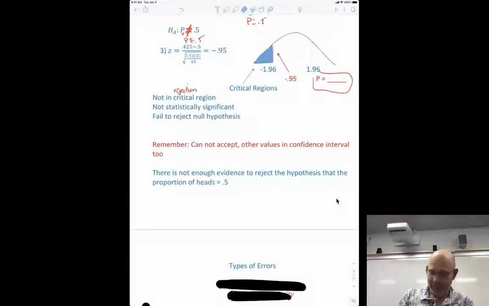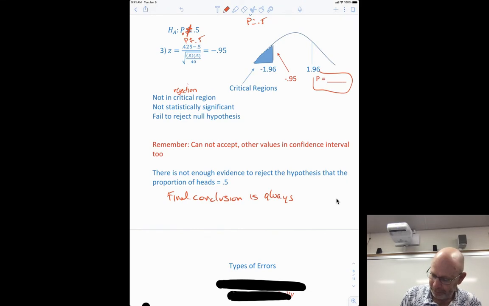Okay. So final conclusion is always a statement about, and here's very important, the alternate hypothesis.